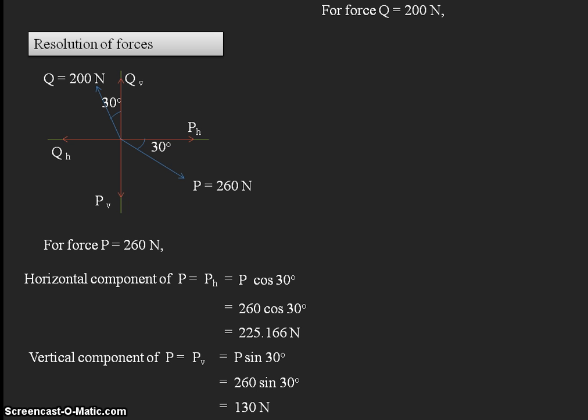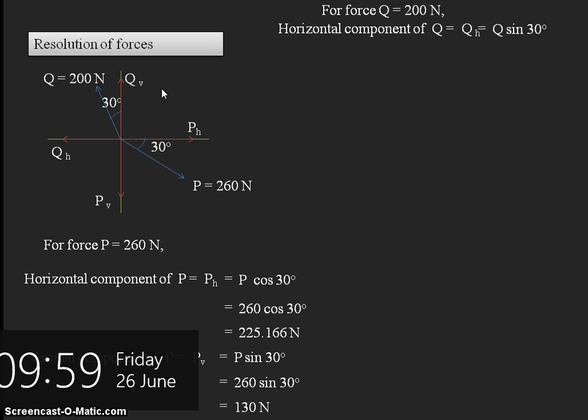So for the Q, again Q is equal to 200 newtons. In this we need to find the horizontal component QH. So here this QH, this one is the horizontal component. So if you shift this QH to this here, so this QH becomes here opposite and this Q becomes hypotenuse and QV becomes here adjacent. So in this case, for writing the QH we need to take the sine rule here. So the QH is equal to Q into sine 30.